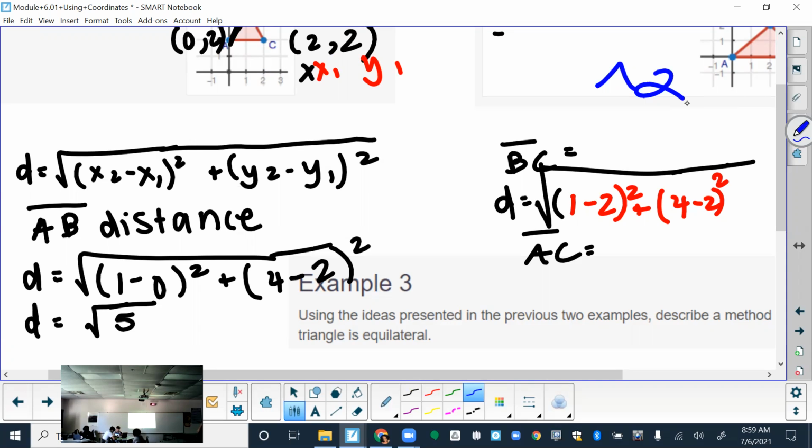So distance of BC is a decimal. That is close to 2.24, right? But maybe we want the exact answer. So how can I get the exact answer? What do I have to erase from my problem?